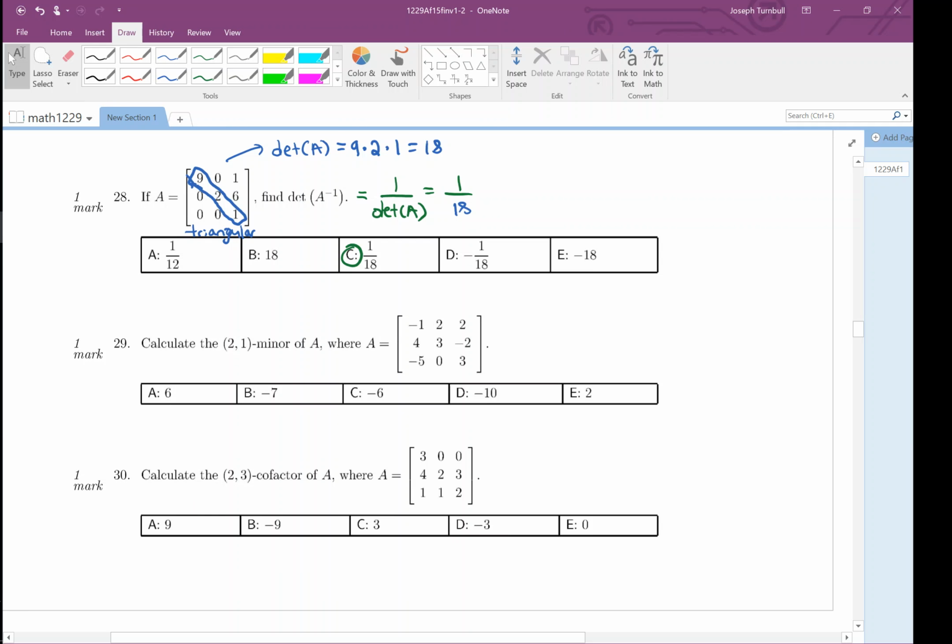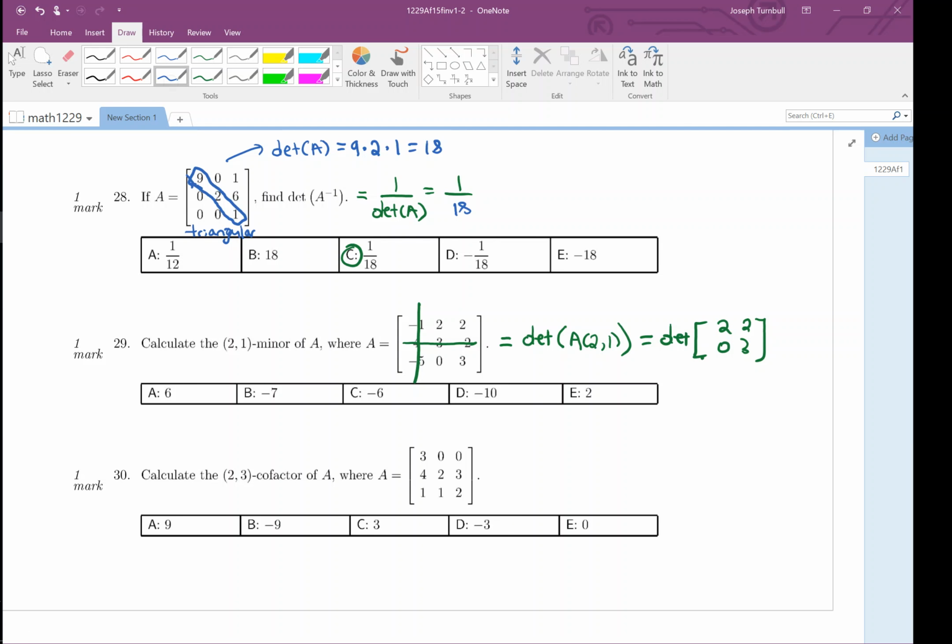Okay, number 29, asking for the 2, 1 minor of A. So that's going to be the determinant of the submatrix A21. We take row 2, column 1, cross them out. That's how you create the submatrix A21, and then take the determinant of that submatrix. So the determinant of 2, 2, 0, 3.